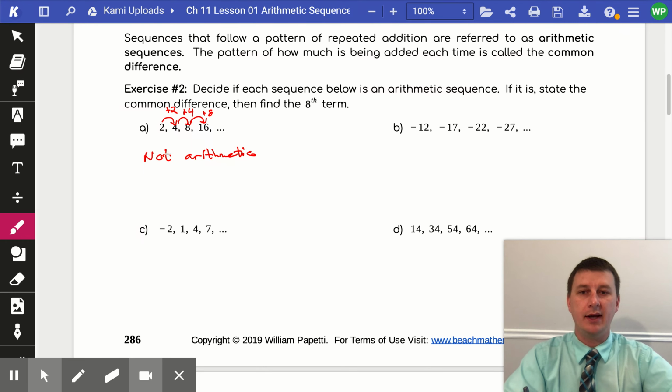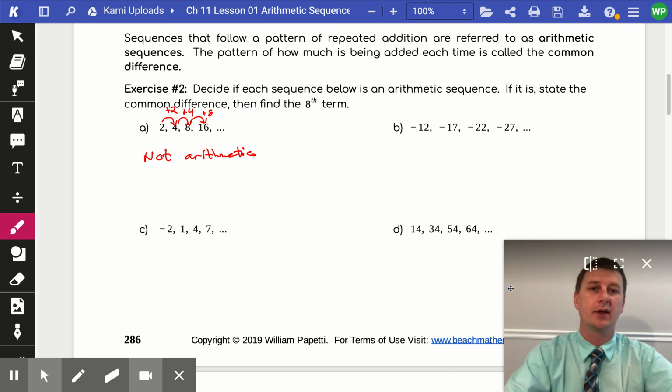So it's not arithmetic. If it is, state the common difference. We don't need to do that. Then find the eighth term. Okay, so we just write not arithmetic and we go to part B.